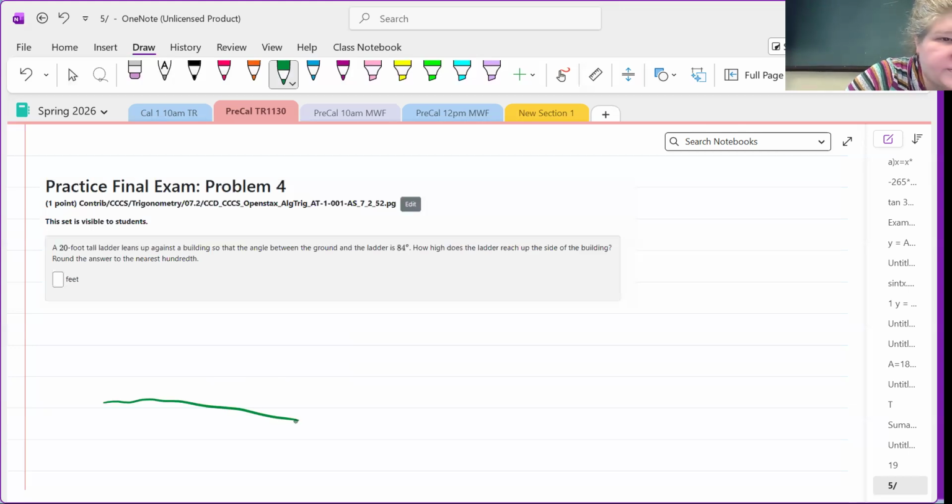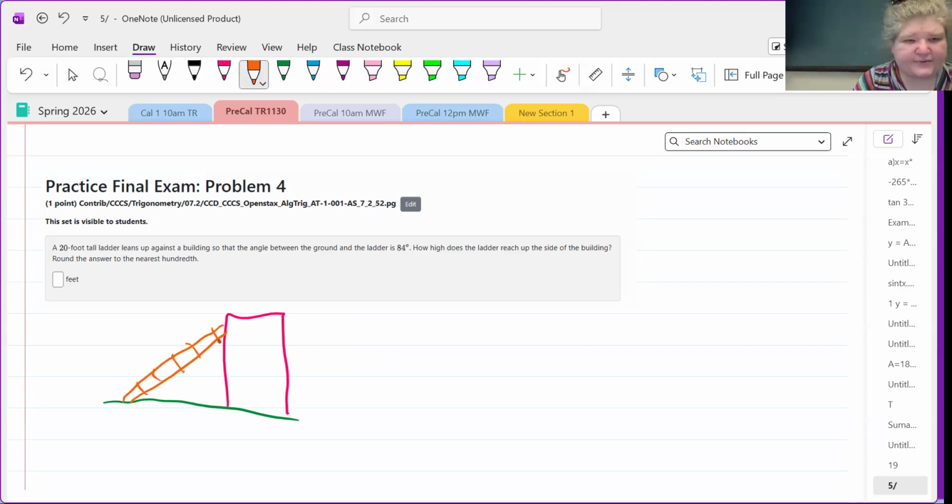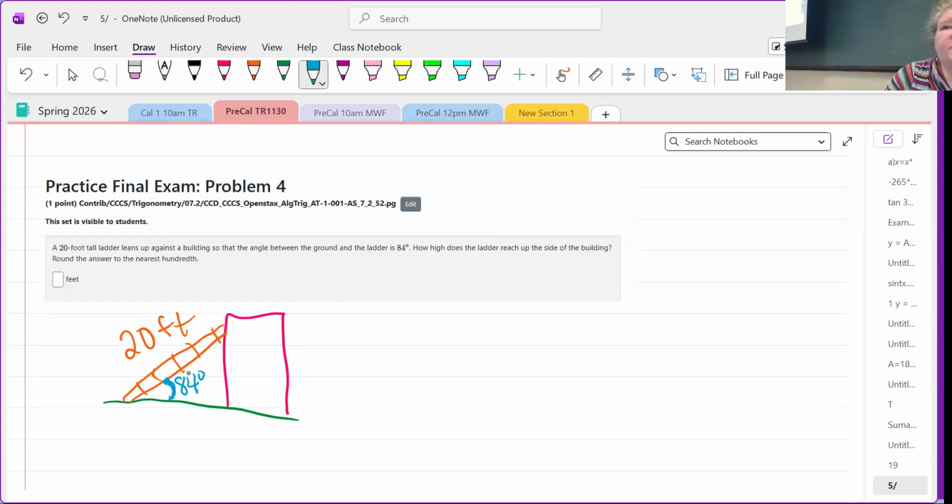So we got our ground. Got our building. We got our ladder. And they told us the ladder is 20 feet long. All right, then they say the angle between the ground and the ladder. So the ground and the ladder is this angle here. That is 84 degrees.